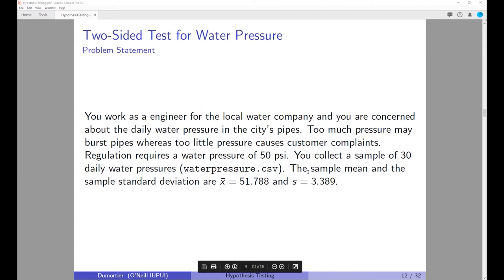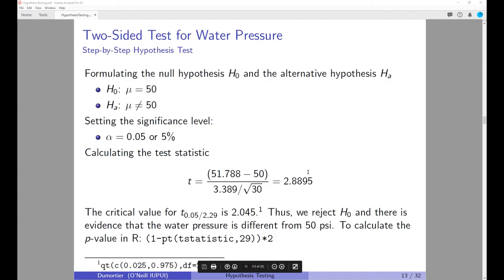So following the steps of the hypothesis test, we are first going to formulate the null hypothesis H0 and the alternative hypothesis HA. We have H0 as the water pressure being at 50 psi, and the alternative hypothesis is that it is different from 50 psi. Note that this two-sided test is indicated by the not equal sign. We are setting the significance level at 5%, or alpha at 0.05.